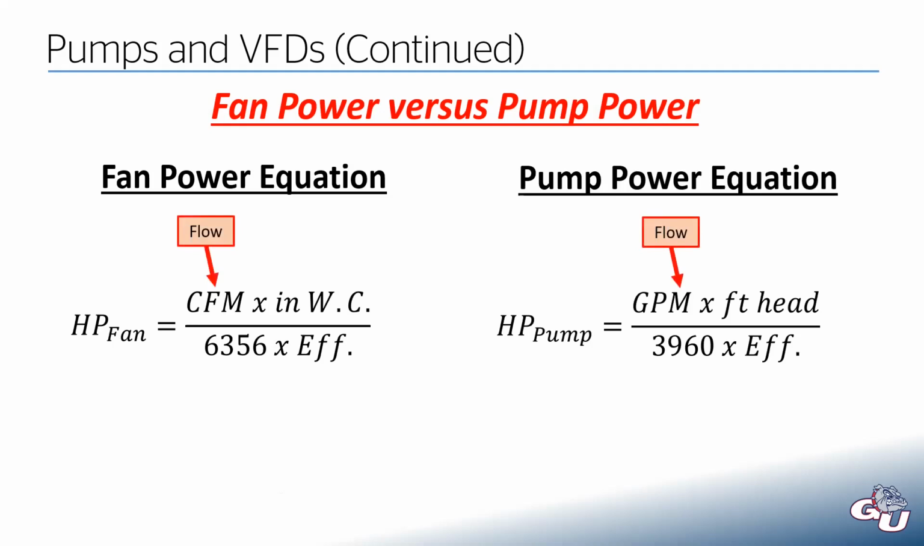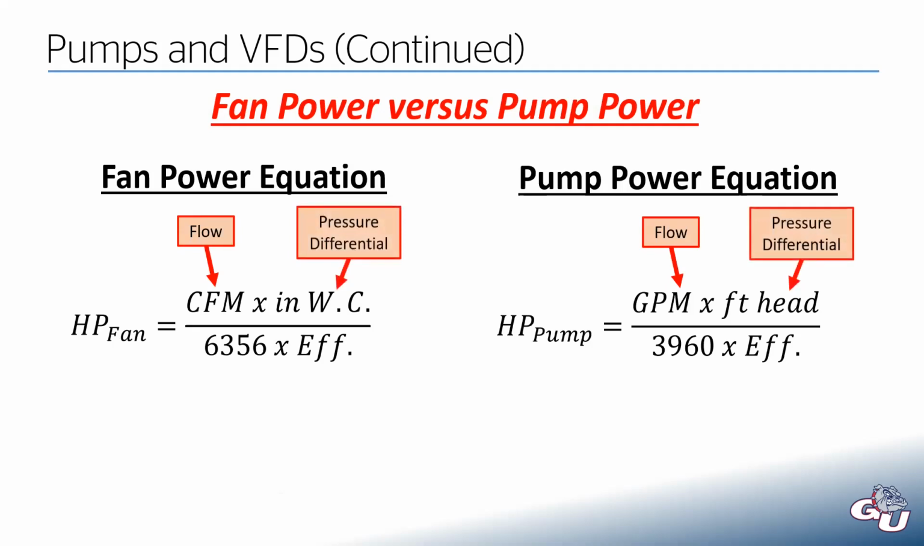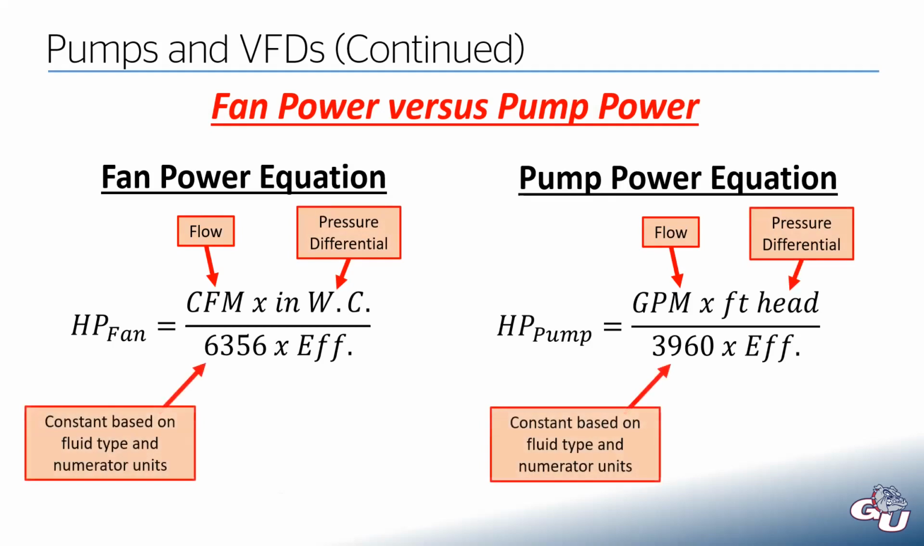We have our flow, CFM and GPM. We have our pressure differential, inches water column, feet of head. And then we have a constant in the denominator that's going to be based on the fluid type that our device is moving and based on our numerator units.